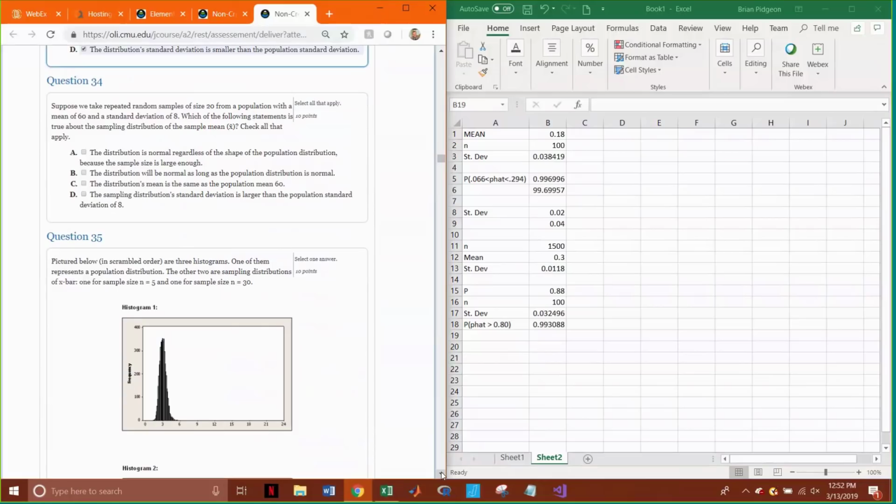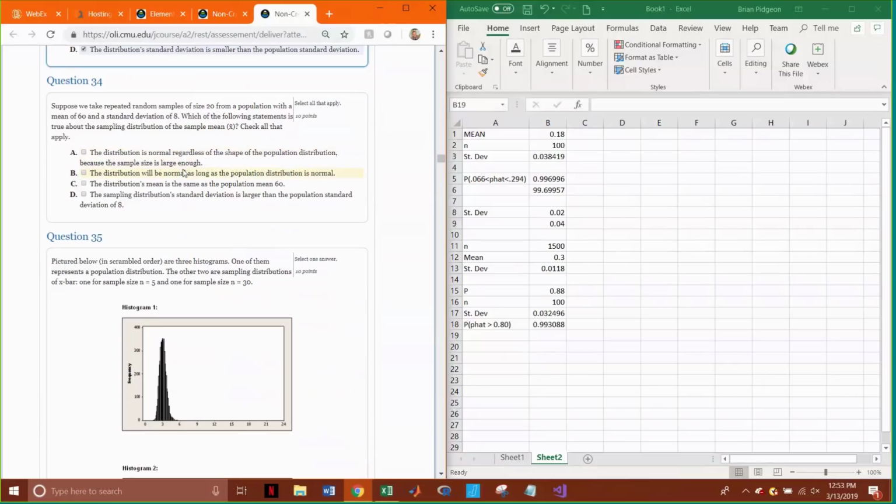So if you take repeated random samples of size 20 from a population with a mean of 60 and a standard deviation of 8, which of the following statements is true about the sampling distribution? Well, the distribution is normal regardless of the shape of the population because the sample size is large enough. That's not true in this situation because the sample size is only 20 and we need it to be 30.